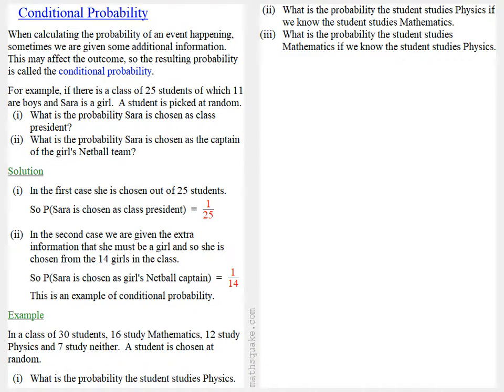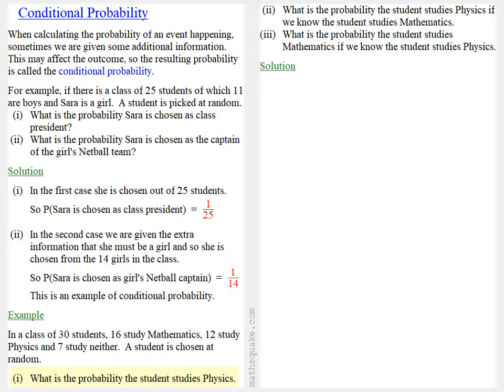Let's look at another example. In a class of 30 students, 16 students study mathematics, 12 study physics, and 7 study neither. A student is chosen at random. In part 1, what is the probability the student studies physics?